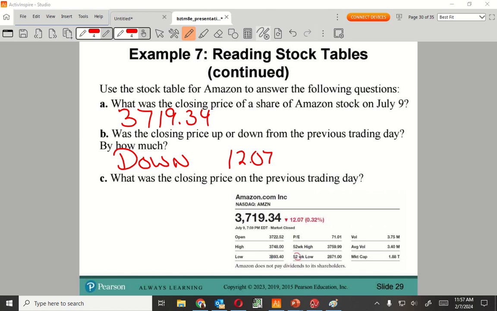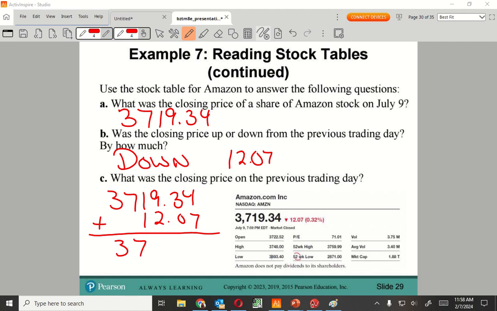So what was the closing price on the previous trading day? Now, this is one that's going to get you. We're going to take this number right here, 3,719.34, and then we're going to add our down amount, 12.07, because it's down for the previous day. If it was up from the previous day, I would subtract. So please do the math for me. 3,731.41. Yeah, okay.